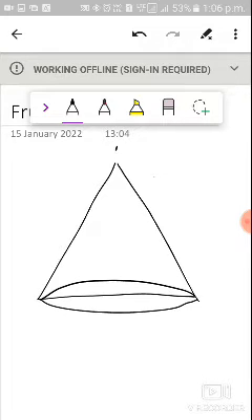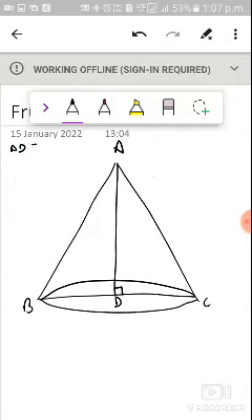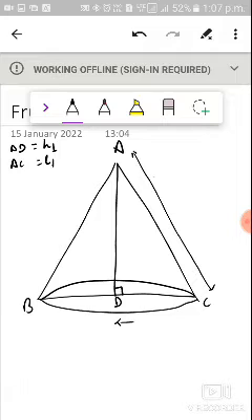Let us name this cone as ABC. ABC is a cone. Let us say this is point D, AD is the height of the cone, that is H1. The slant height of this cone, that is AC, is L1, and the radius of this cone is capital R, that is DC.